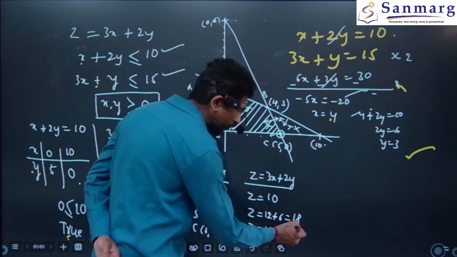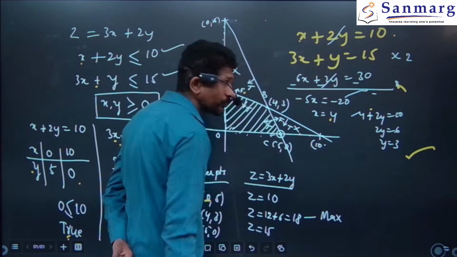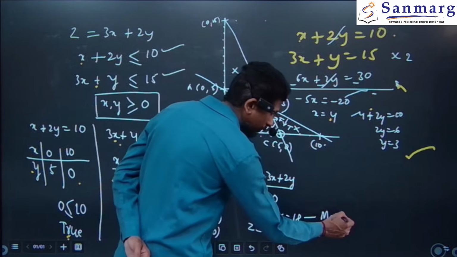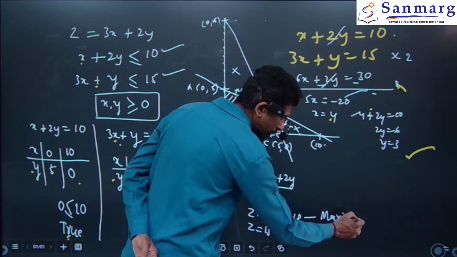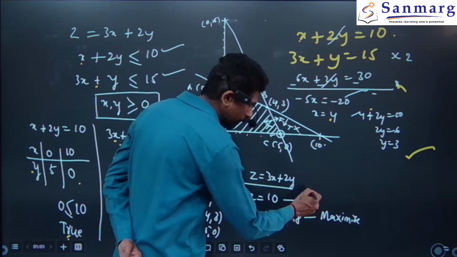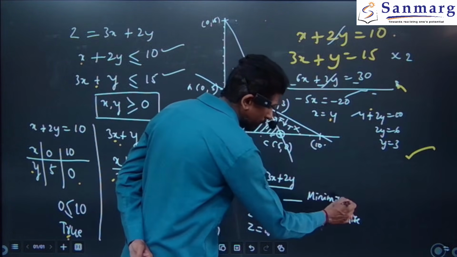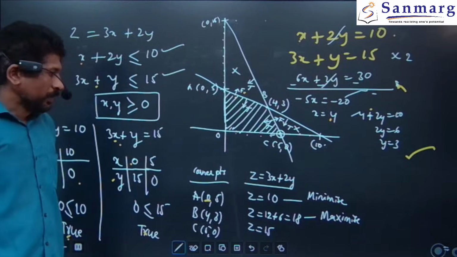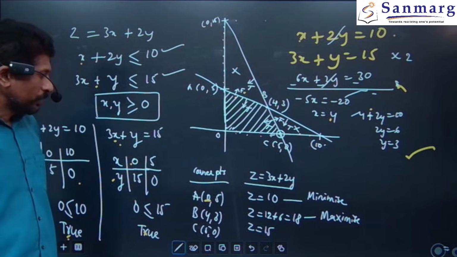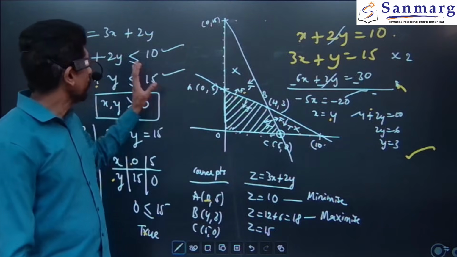From these three values we will see which one is higher, that one is the maximize, and which one is lesser, that is the minimum value, the minimize. Understood? This way you have to find out the maximum and minimum values from the inequality equations.